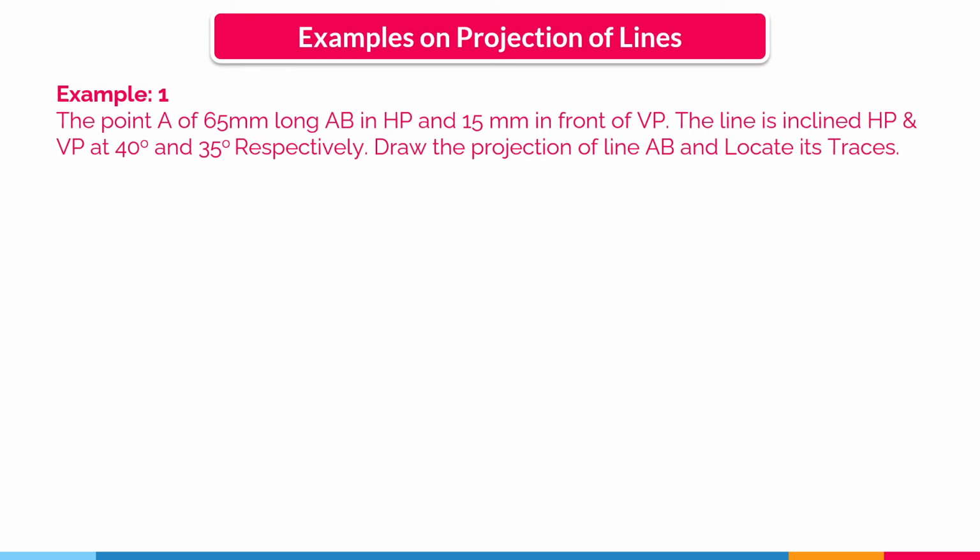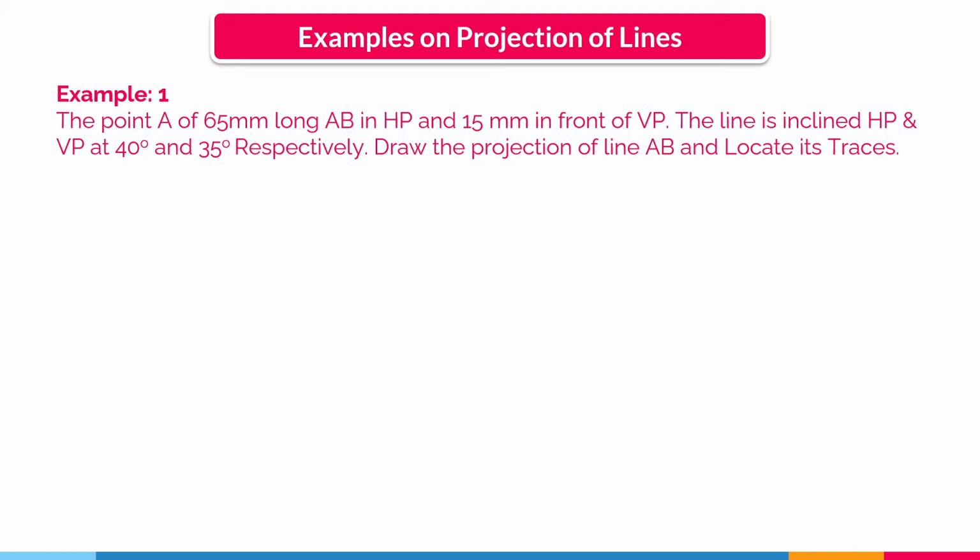Here is the first example. The point A of the 65 mm long line AB is in HP and 15 mm in front of VP. The line is inclined to HP and VP at 40 degree and 35 degree respectively. Draw the projection of line AB and locate its traces.